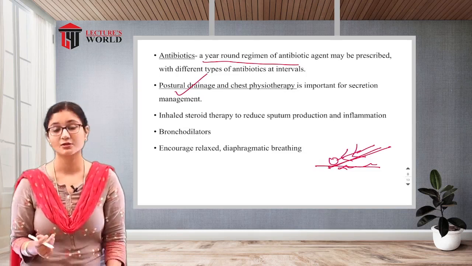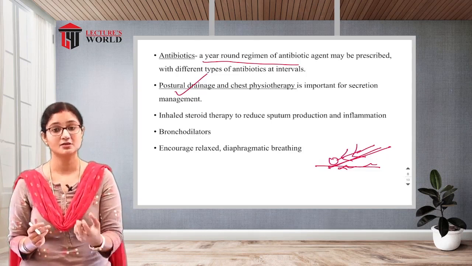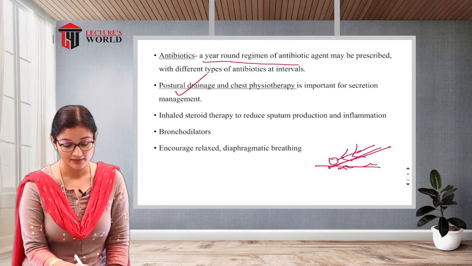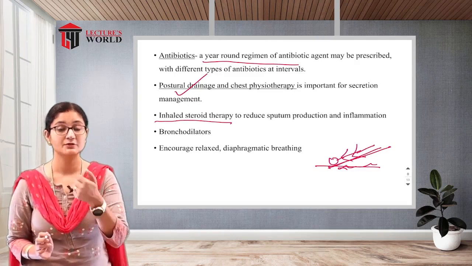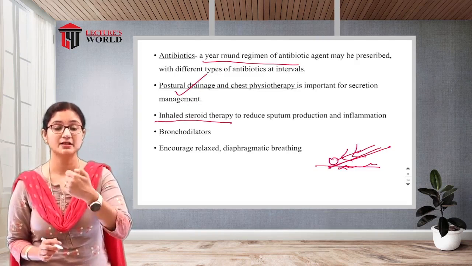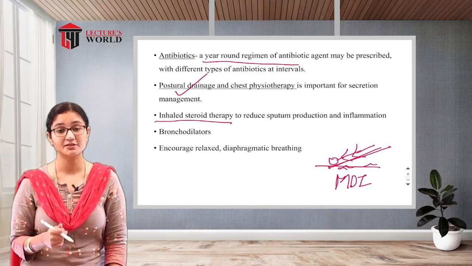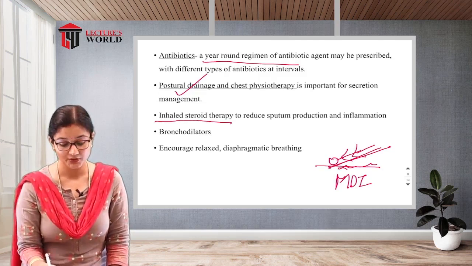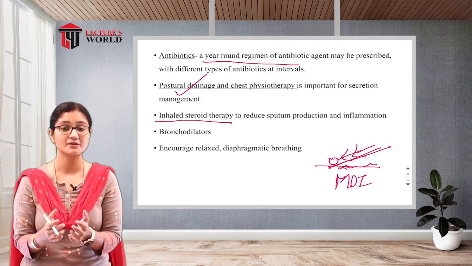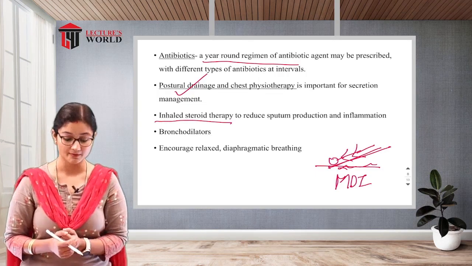Next is chest physiotherapy, very important. Chest physiotherapy is very effective in removing the secretions. Next is inhaled steroid therapy. Corticosteroids can be given as a metered dose inhaler, MDI, to the person to reduce sputum production and inflammation. As you know, corticosteroids help in relieving the inflammation which is there in the person.